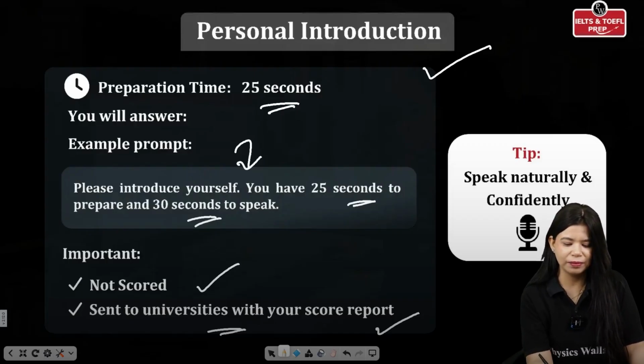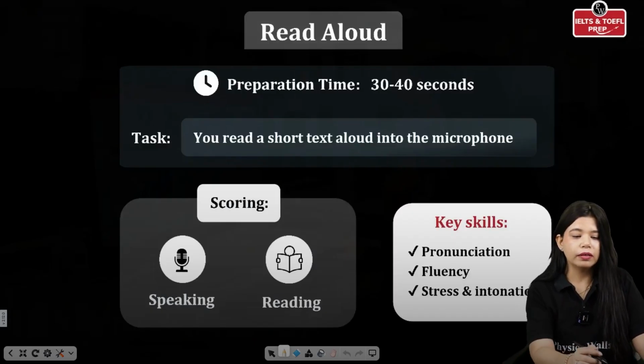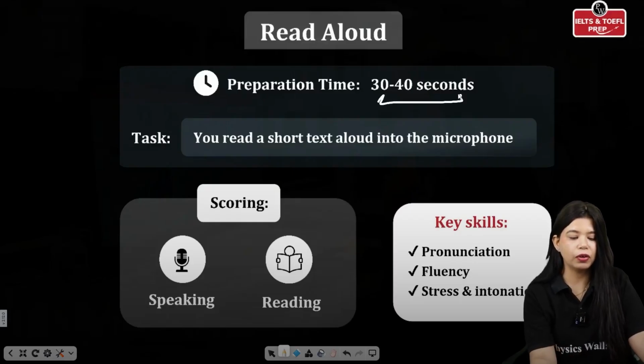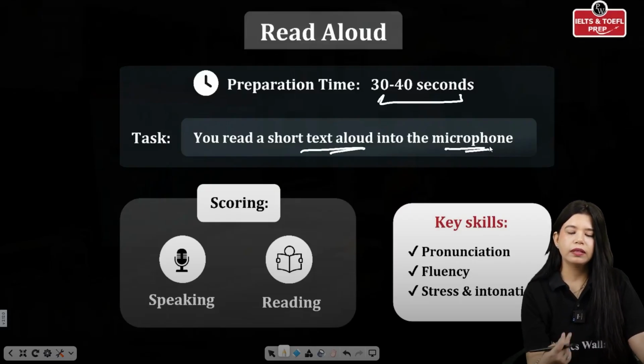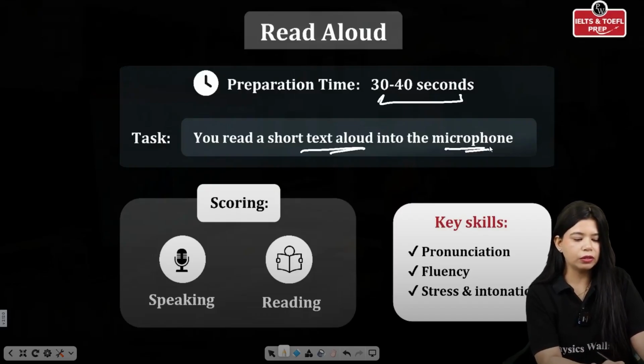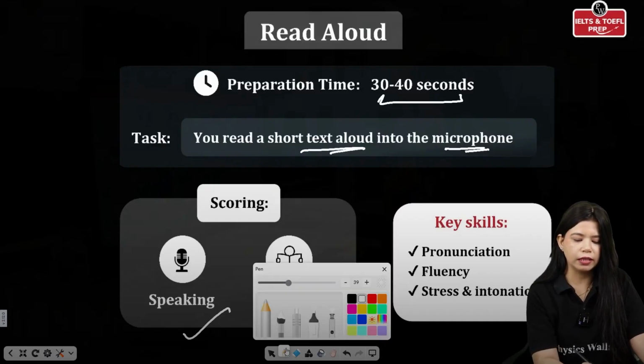Right, now moving ahead. Okay, now let's talk about the questions now which matter a lot, and because they are going to be scored. So read aloud question type. Now here you will get 30 to 40 seconds, which is your preparation time. You read a short text aloud into the microphone. The text will be displayed on screen. You will get some time to read the text, and the scoring in this, when they score you, your speaking and reading skills will be assessed. And while assessing your speaking and reading skills, your pronunciation, fluency, and stress intonation is considered.